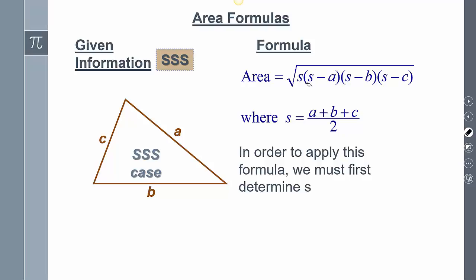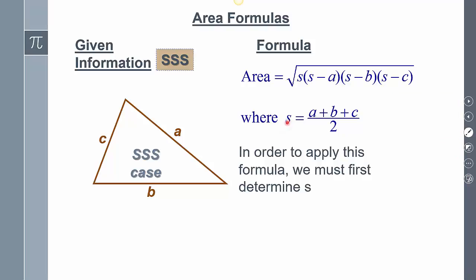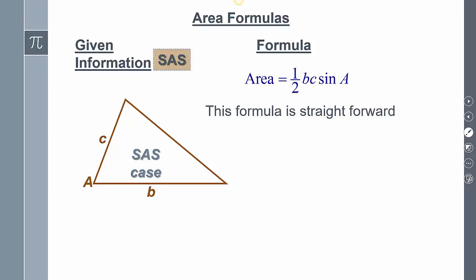Then we're going to look at side, side, side. The only thing we have to do as a condition is find S, because the area is going to be the square root of S times S minus A times S minus B times S minus C. And so we have to find this S, which is just all three sides added together divided by 2. And then the last one is just a straightforward formula, side angle side, where my angle is included between the two sides. It's going to be 1/2 or 0.5 b times c sine A, or should I say sine the given angle.